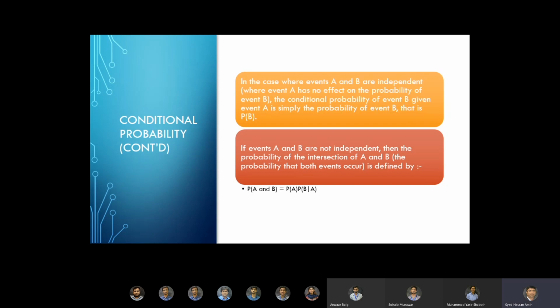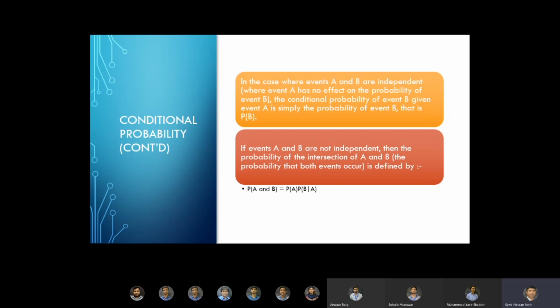So just a few minutes ago, I explained that if two events are totally independent, then probability of A given B will be equal to probability of A. Or if you are looking at probability of B given A, then that will be equal to probability of B.